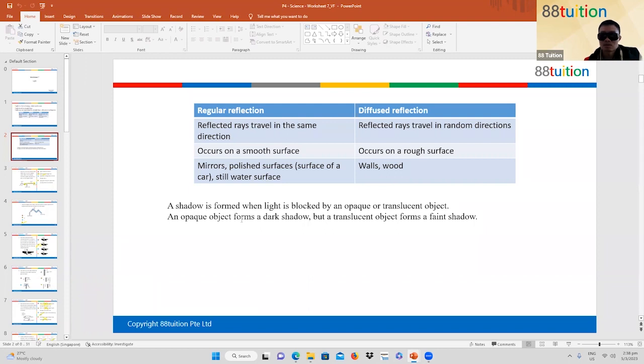Now, what exactly is a shadow? A shadow is formed when light is blocked by an opaque or translucent object. An opaque object forms a dark shadow, but a translucent object forms a faint shadow. Any questions? No, all right.